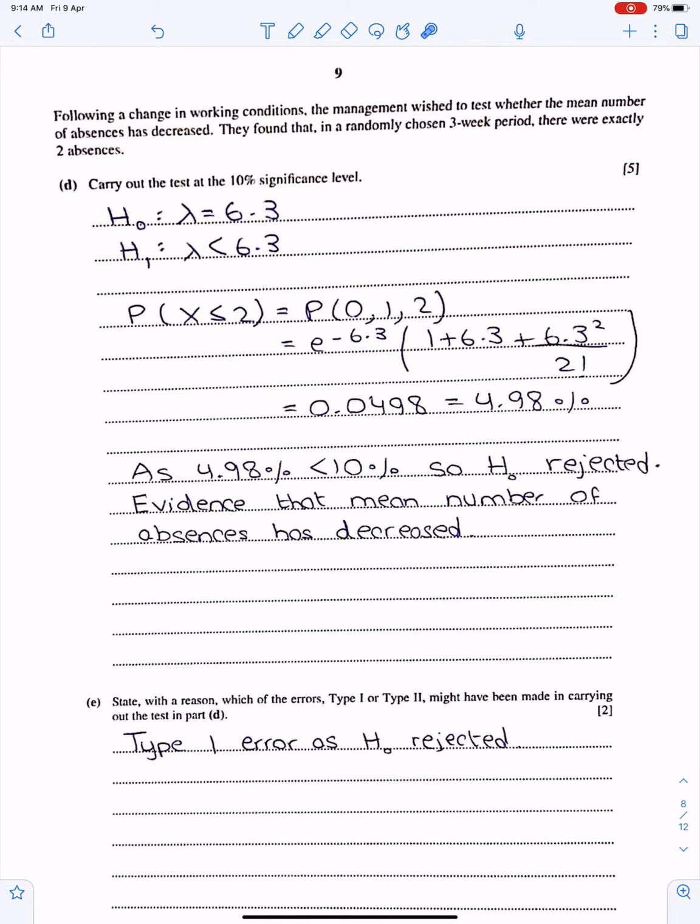And you all know the test value is always inclusive. So get this probability, X less than or equal to 2. This is less than 10%, so this lies in the critical region. So you have to reject H naught. You have to accept H1, that lambda has decreased. As 4.98% is less than 10%, H naught is rejected. There is evidence that the mean number of absences has decreased. You are accepting this fact.